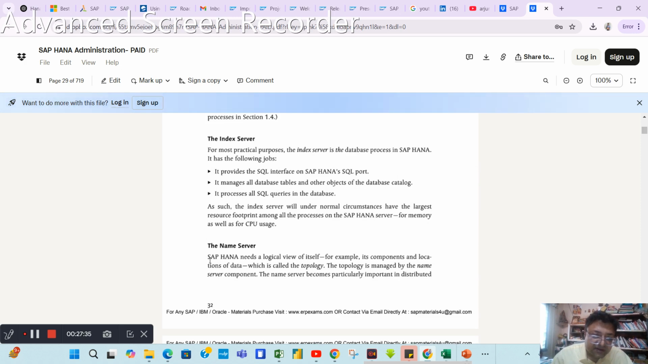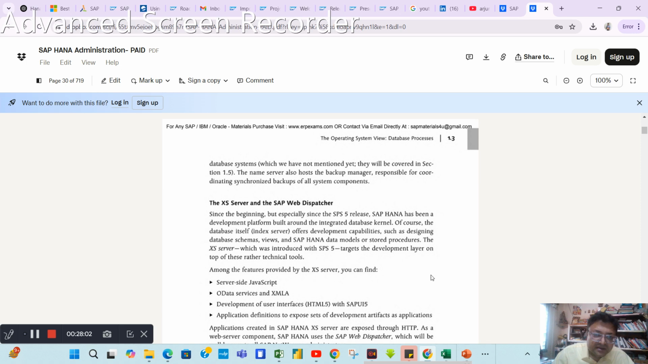Okay, just name server. SAP HANA needs a logical view of itself, for example, the components and the location of the data. I was telling you, my name data is in one C3 table. So we need to know the location, the index basically, of the book. Same thing with name server. This is called topology. The topology is managed by the name server component. The name server becomes particularly important in a distributed database system, which we have mentioned. Distributed database system you will also see; it will be covered in another part of the section. Fine. So that is name server.